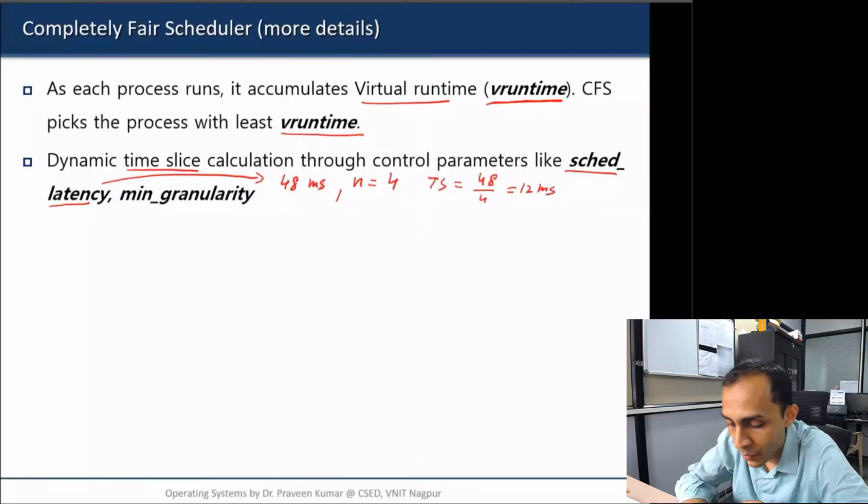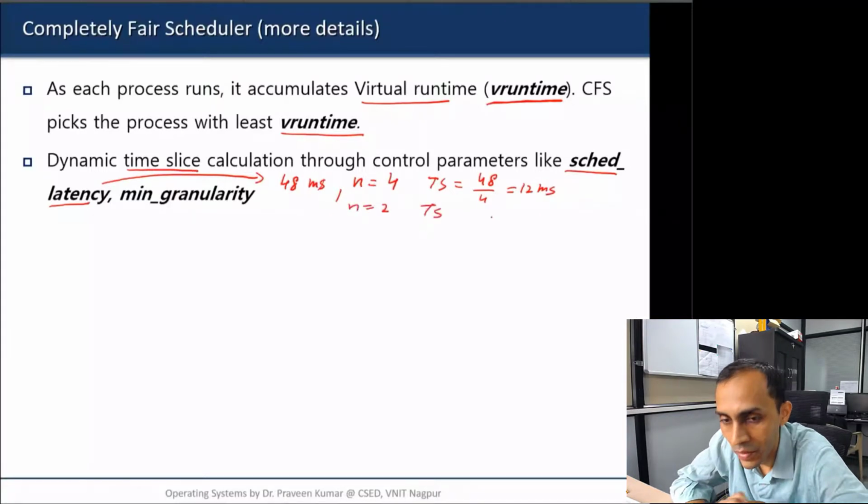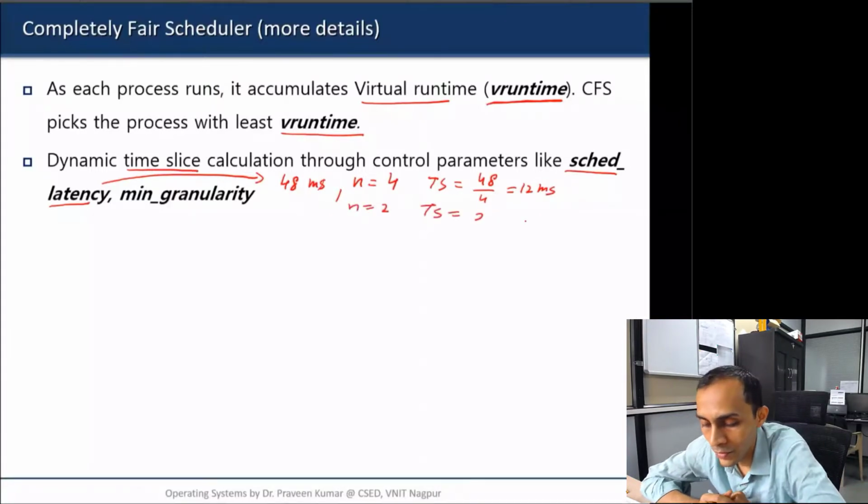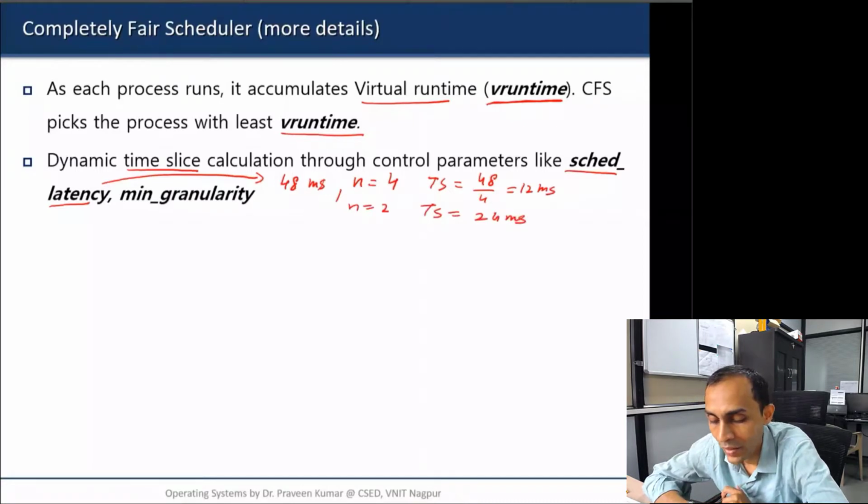But if the number of processes is reduced to 2, the time slice will increase. Time slice will become 24 milliseconds. In that way, it adjusts the time slice dynamically so that the performance is optimized, because switching too often has an overhead. We have seen round robin has this problem of context switching and all that. If you switch too often, that has a problem.